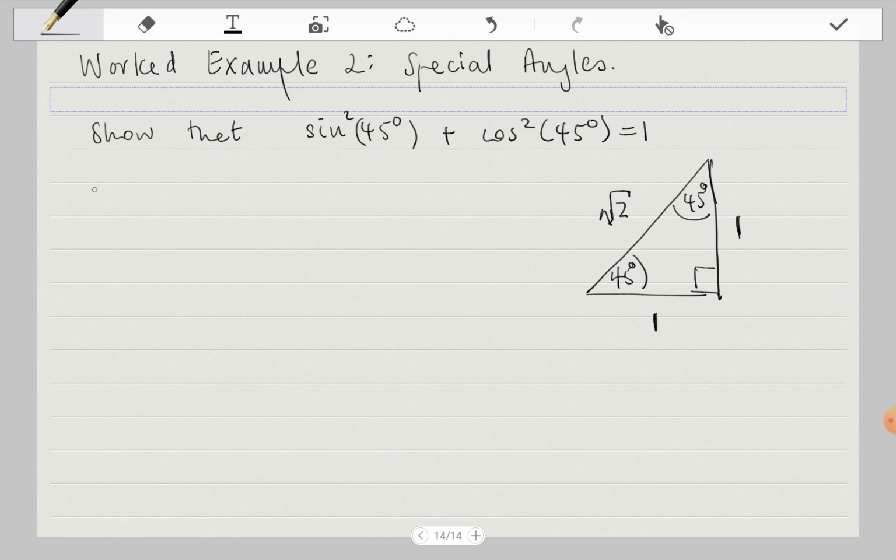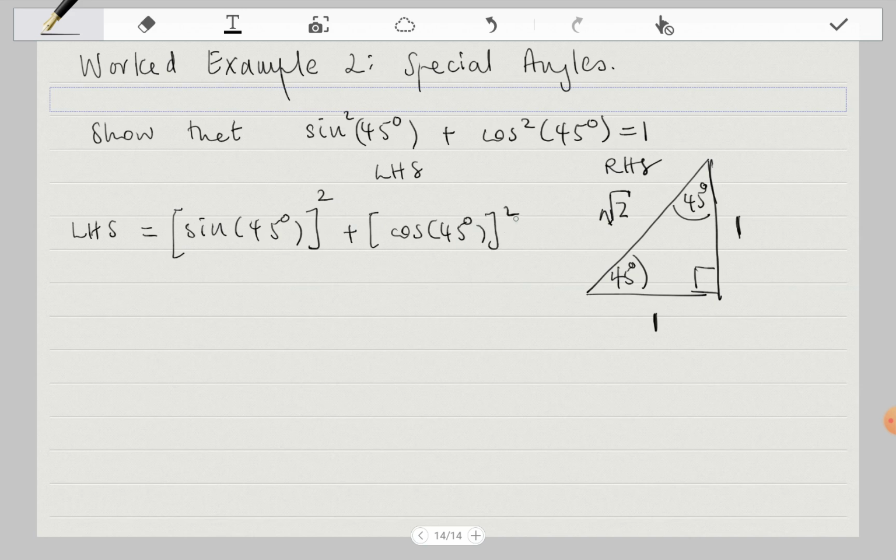Okay, so let's start off by looking at sine 45. Obviously we want to prove this is the left hand side, and this is the right hand side. We want to prove that the left hand side equals 1. So we'll start by dealing with the left hand side, which is sine squared of 45. Just remember that's the same thing as saying sine of 45, in nice big brackets, squared, plus cos of 45, squared.